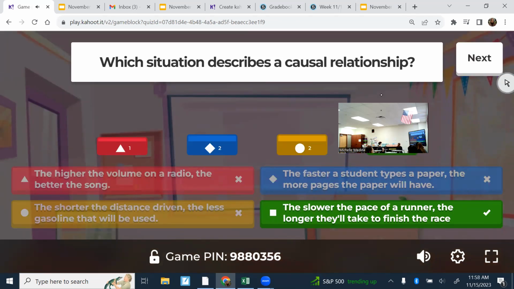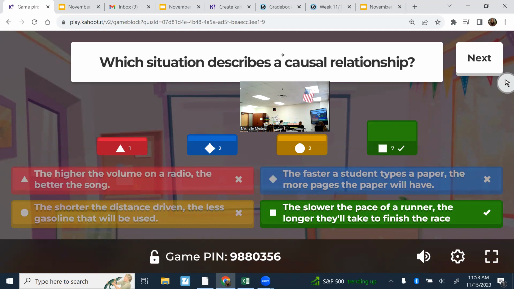Okay, so causal relationship means cause and effect. Like there's nothing else that could probably cause that. So don't just assume. All right, so for the red, the higher the volume on the radio, the better the song. Is that always true? No. You could listen to a song that you like very quietly, so that's why it's not red. The faster a student types a paper, the more pages the paper will have. Is that always true?